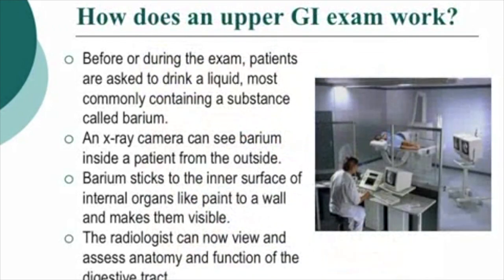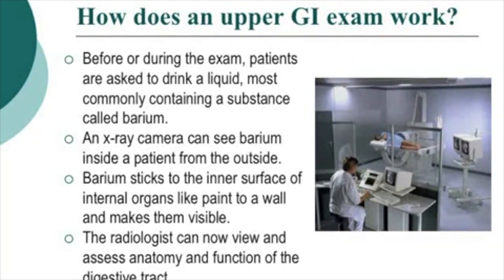Before or during the exam, patients are asked to drink an oral contrast liquid, most commonly containing a substance called barium. An X-ray camera can see barium inside a patient from the outside. After drinking it, barium sticks to the inner surface of your internal organs like paint to a wall and makes them visible to the X-ray eye. The radiologist can now view and assess anatomy and function of the digestive tract.